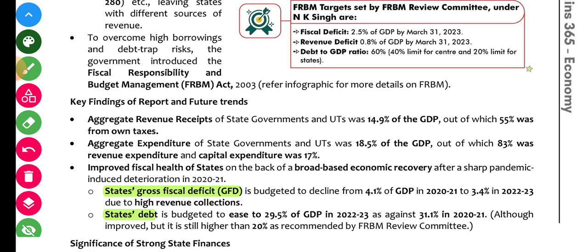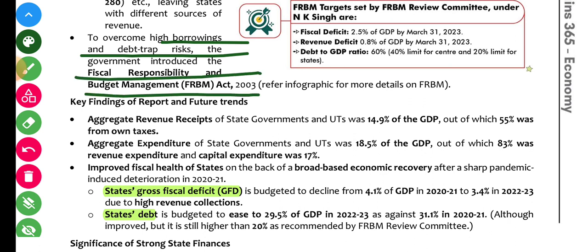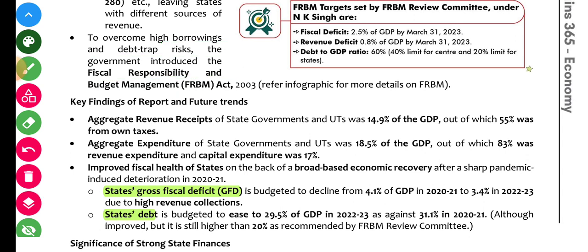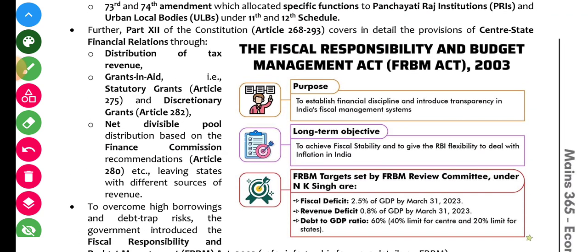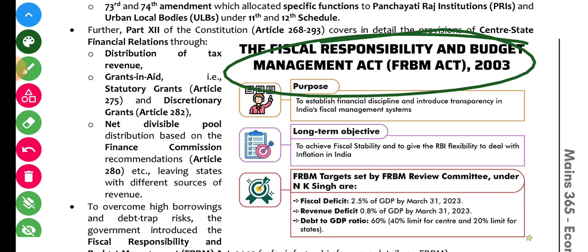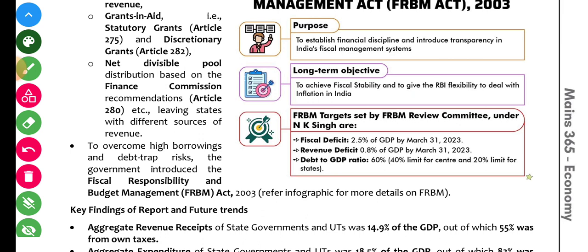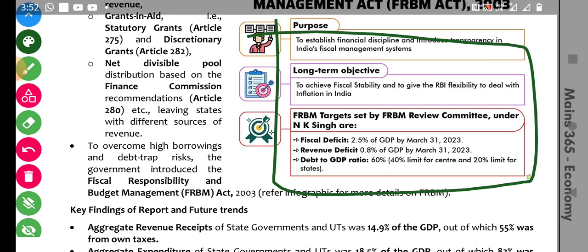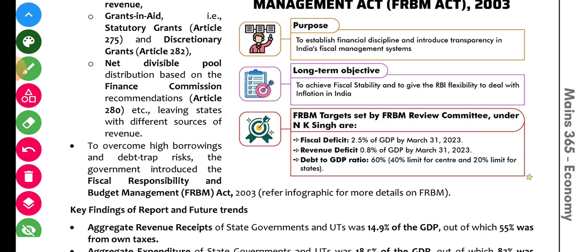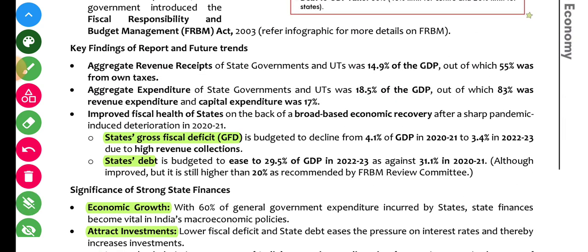Next is, to overcome high borrowings and debt trap risk, the Fiscal Responsibility and Budget Management Act 2003. And next is the Fiscal Responsibility FRBM Act. You have to remember these points regarding FRBM Act. It is your static part, so I cannot repeat these things. Okay. Report and future trends.